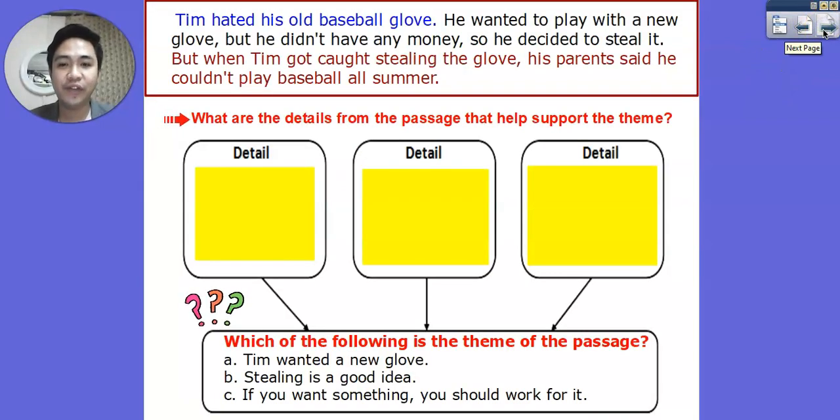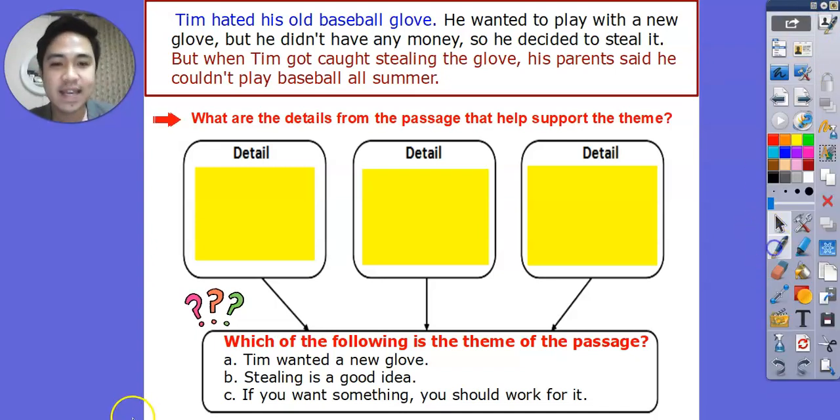So which of the following is the theme of the passage? Letter A, Tim wanted a new glove. Letter B, stealing is a good idea. C, if you want something, you should work for it. So which of these is the theme of this passage? Alright, yes, that's correct. Letter C. Letter C is our theme. If you want something, you should work for it.